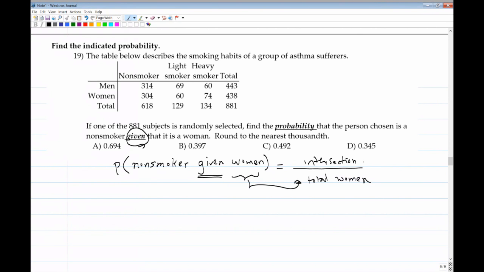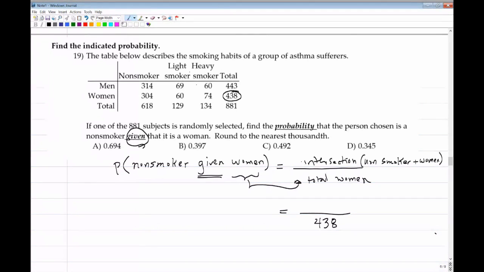the non-smoker and woman. So let's see if we can find those two from the table. If we look at the total women first, that will be 433. So I'll come down here and put in the denominator 438. That's the total number of the women.